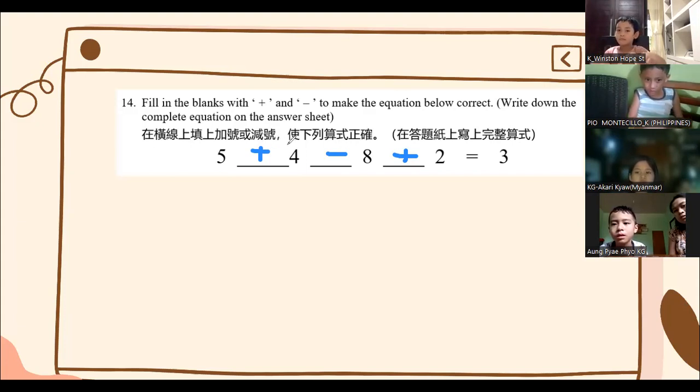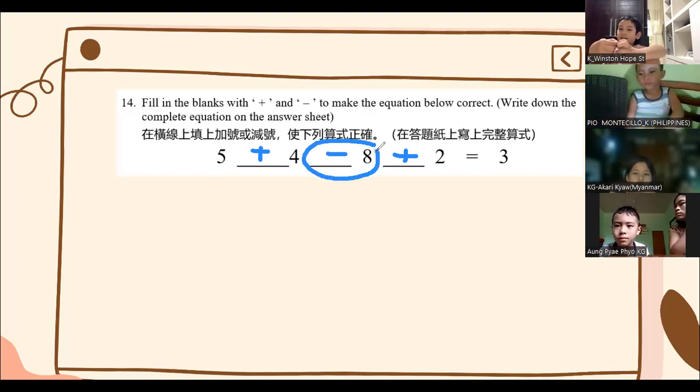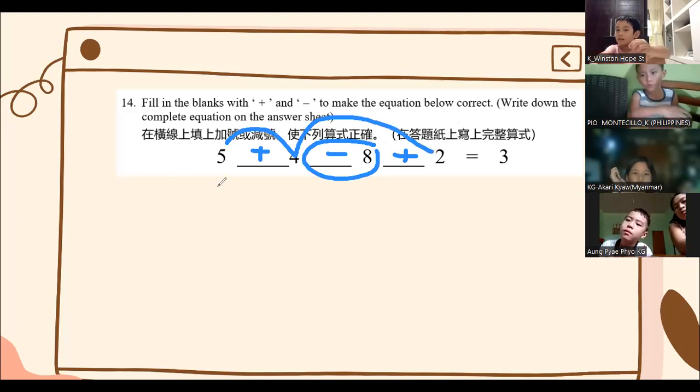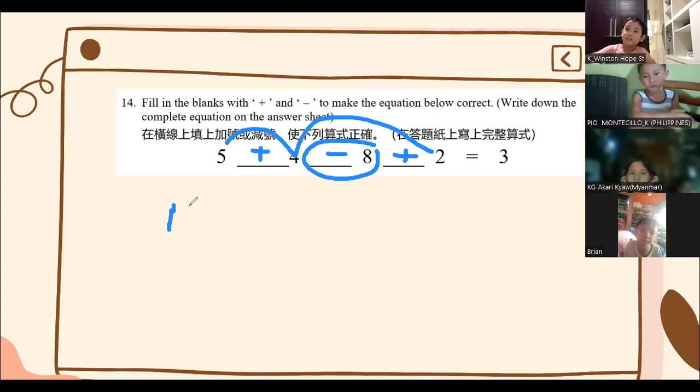So you add all the positive, meaning the 5, the 4, and the 2. All of these are positive, right? So you have the 5 plus 4, that is 9, plus the 2, that is 11, and then you subtract the only negative here, which is the 8. So if you combine this 5, 4, 2, because all of them are positive numbers, that is equal to 11.